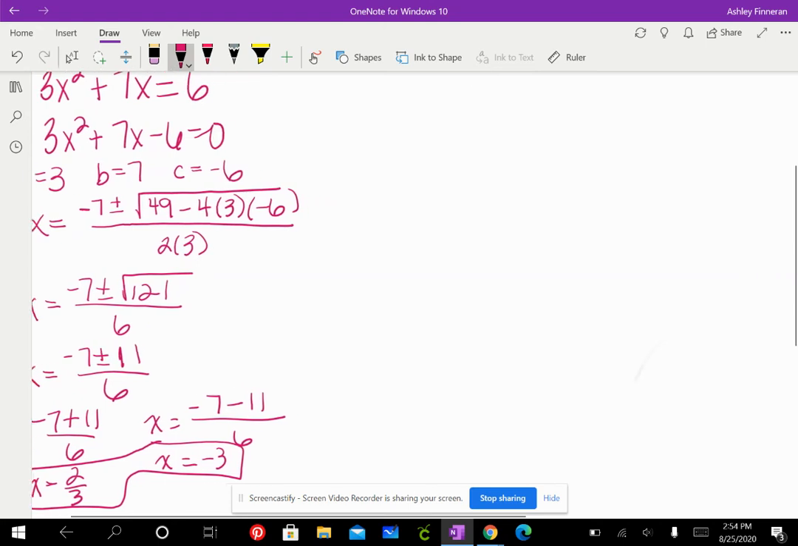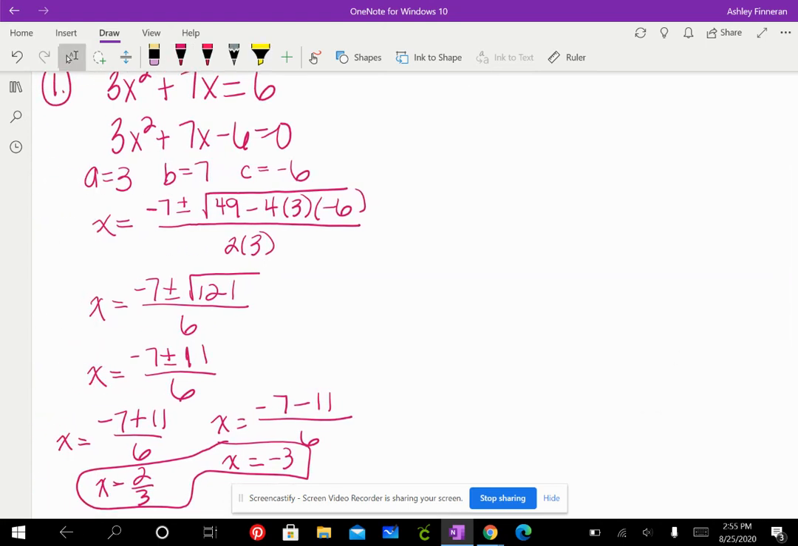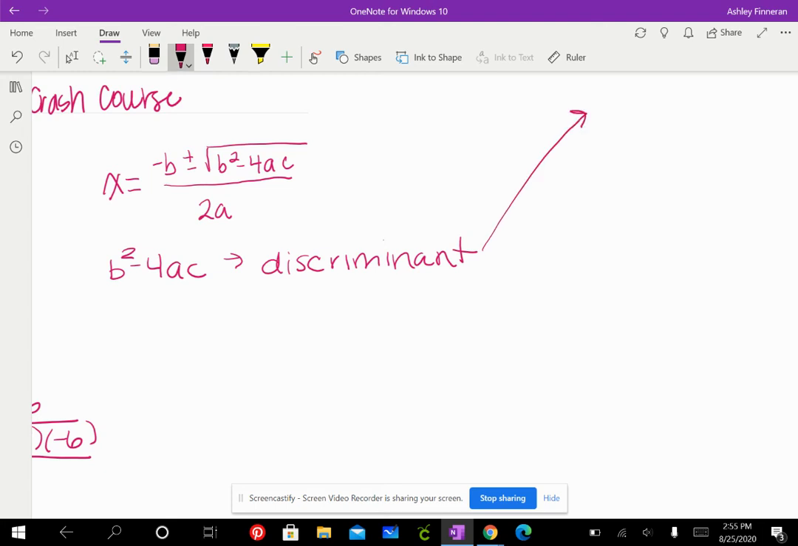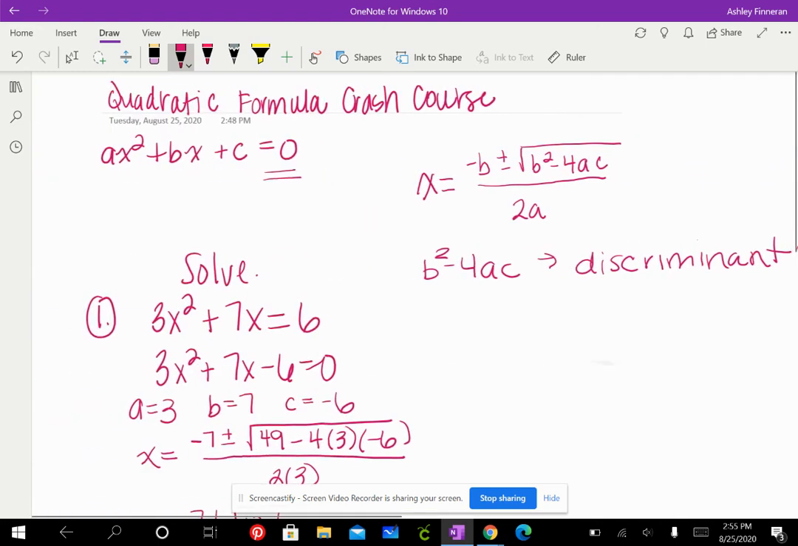So I told you we're going to come back after the examples and write down what the discriminant told us. If the discriminant is a perfect square, and it's positive, then we will have rational zeros. So those solutions we got, we can call zeros. If we have rational zeros, that also means the original equation was factorable.